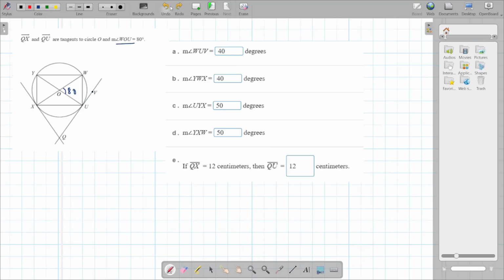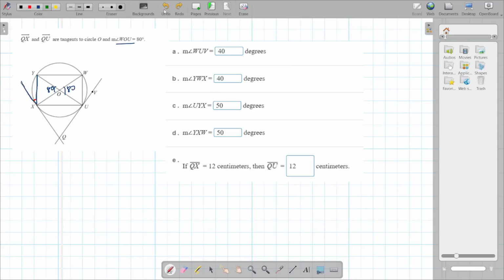Okay, let's see now. YWX. This one over here. Isn't this just the same thing? Okay, if this is 80, obviously this is also 80 because vertical angles, right? They're equal to each other. Okay, and this one here intercepts this green arc, right? Same ideology. If this is 80, this is going to be 80. And this is half of 80, so it's going to be 40.